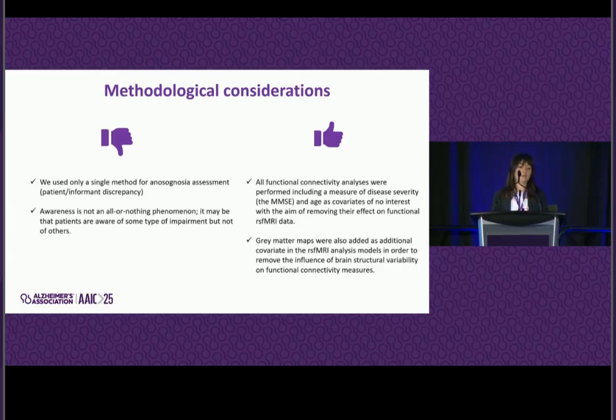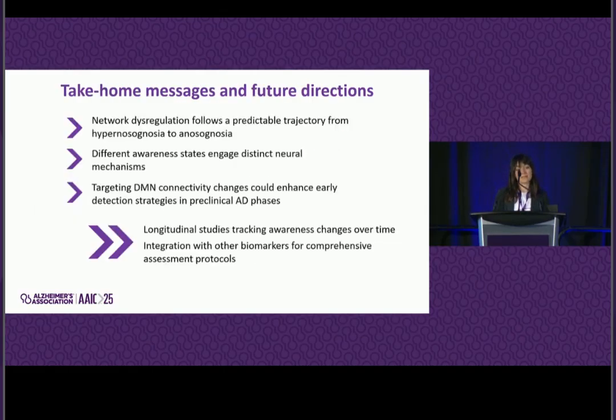On the other hand, we are relatively sure that in our study we used age and disease severity expressed as mini-mental score evaluation and gray matter maps as regressors of no interest. So what we have found is really expression of the awareness status and not the decline or the cognitive impairment status. Finally, let's take home message.